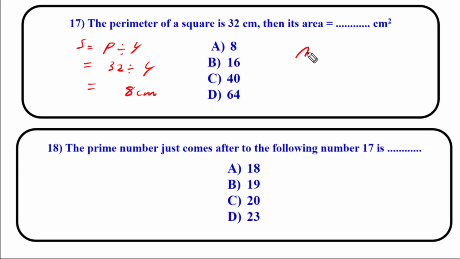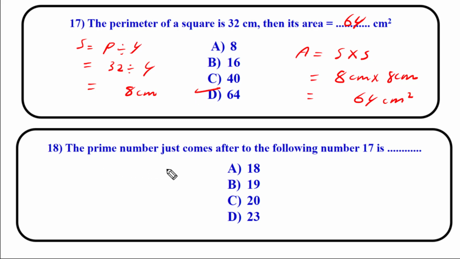To find its area, guys, we studied before that the area of the square equals its side length times itself. So it will be S times S. S equals what, guys? Equals 8 centimeters. So we have here 8 centimeters times 8 centimeters. Now 8 times 8 equals what? Equals 64 square centimeters. So its area equals 64 square centimeters. So the correct answer is D.